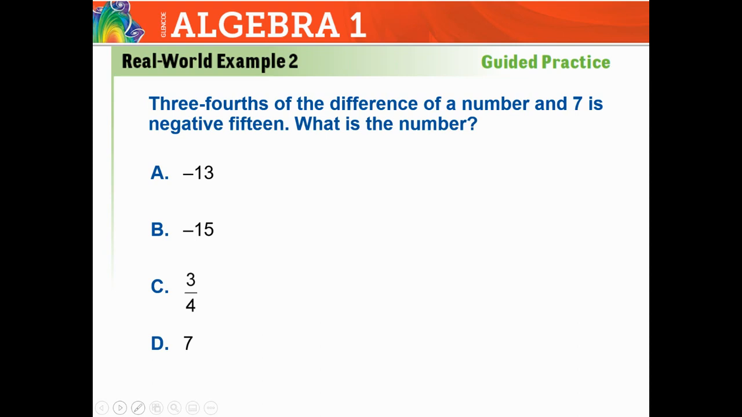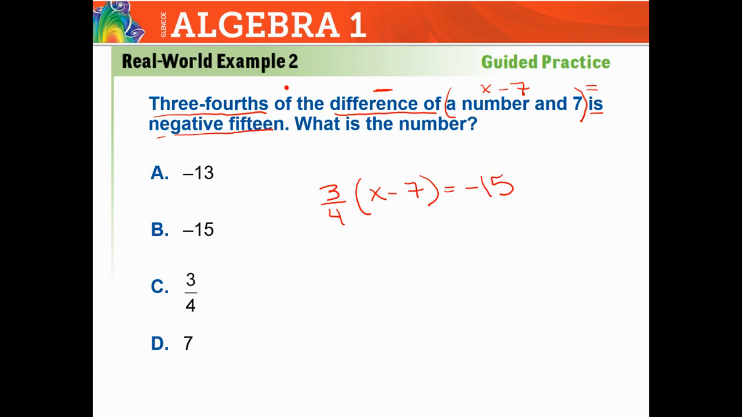Okay, so now we're going to try another one. We have 3/4 of the difference of a number and 7. So remember, when we see the difference of, we're doing subtraction, but that tells us we're going to be putting parentheses around this. So we're going to have a number x and 7, and we're taking 3/4 of that, so we're multiplying. And then that's our equal sign, -15. So we have 3/4 of the difference of a number x minus 7 is -15.